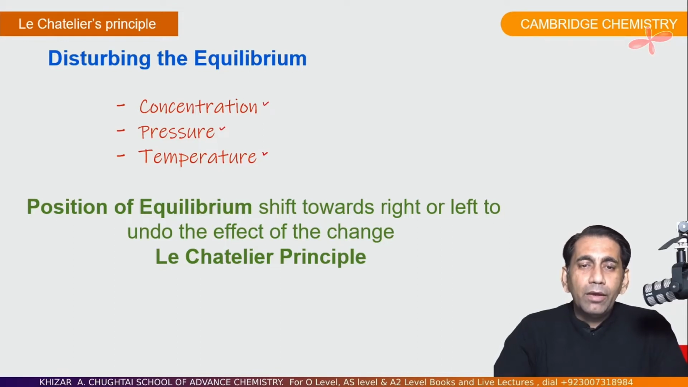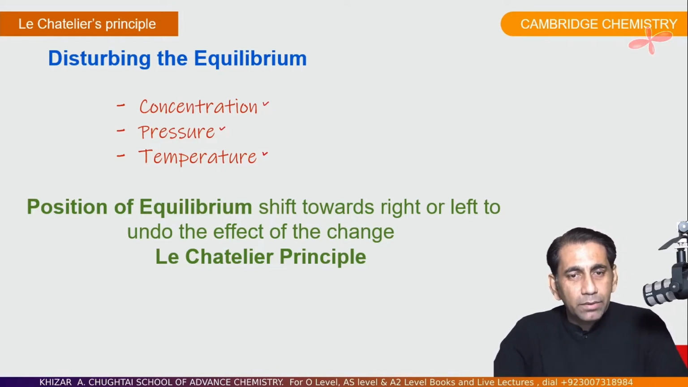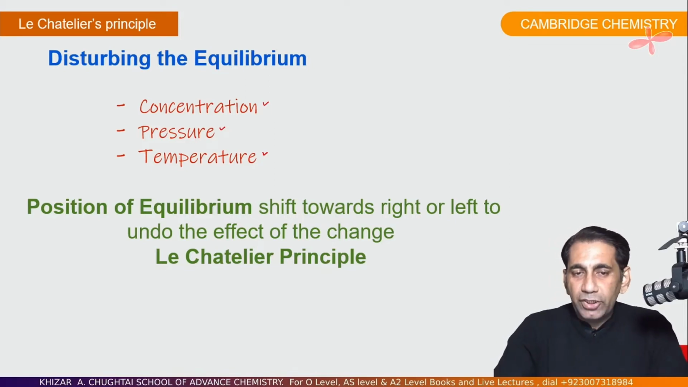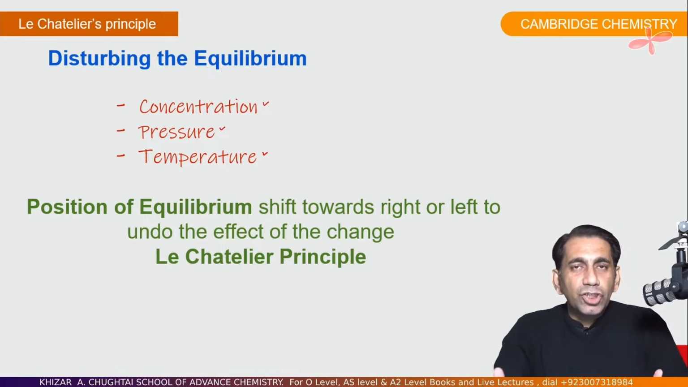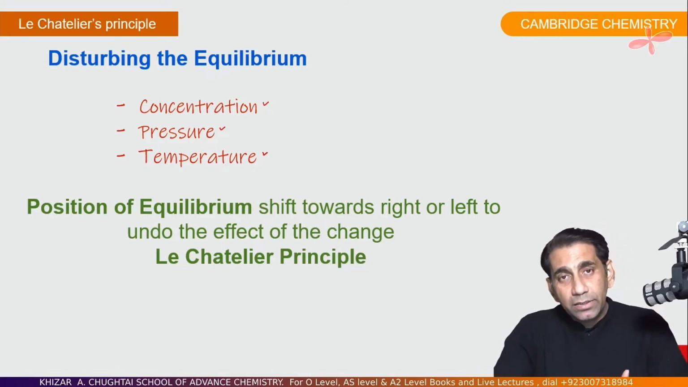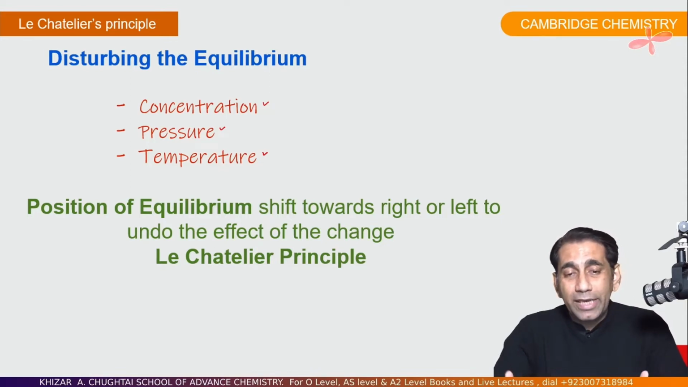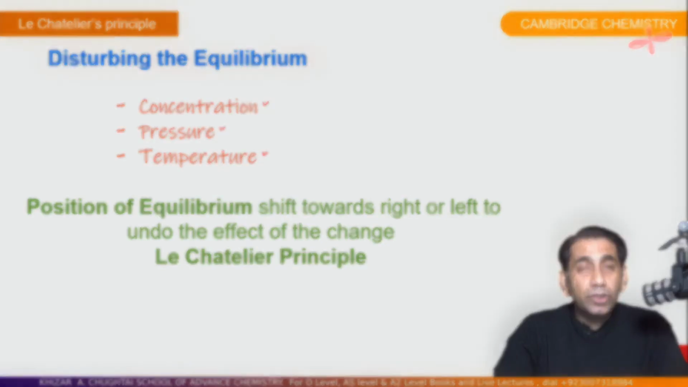Once again, when the equilibrium is disturbed by any parameters like concentration, pressure, and temperature, the position of equilibrium will shift towards the right or towards the left to undo the effect of that change. So this phenomenon is explained by Le Chatelier principle.